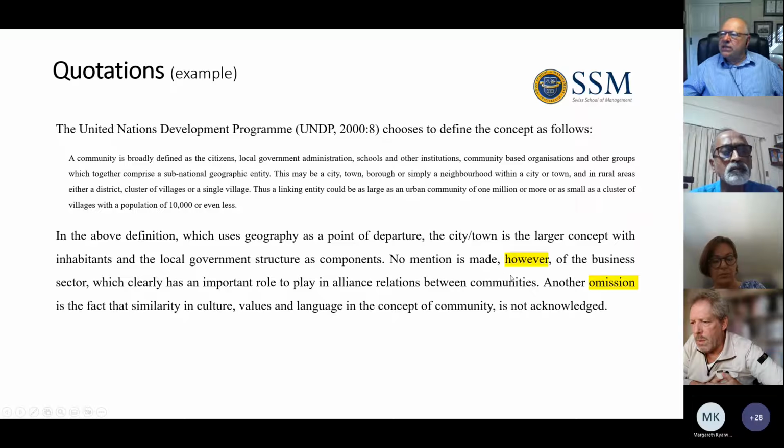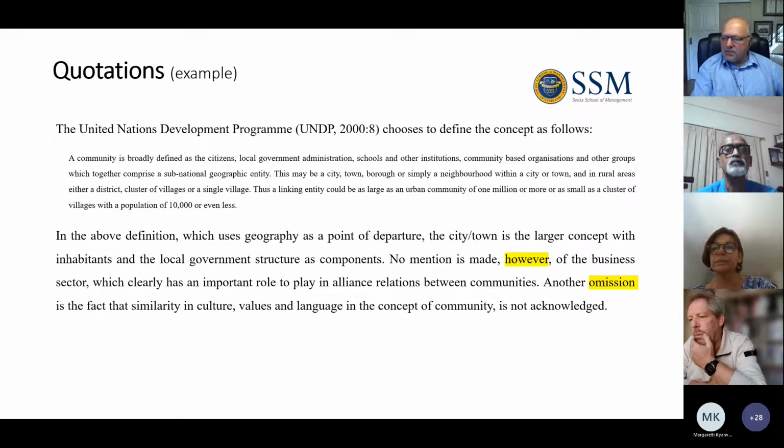So here I actually criticize this definition. I say it uses geography as a point of departure. The city-town is the larger concept and so forth. No mention is made, however, of the business sector, another omission. So I actually criticize this, provide an opinion, which I then obviously go on and substantiate in the document.